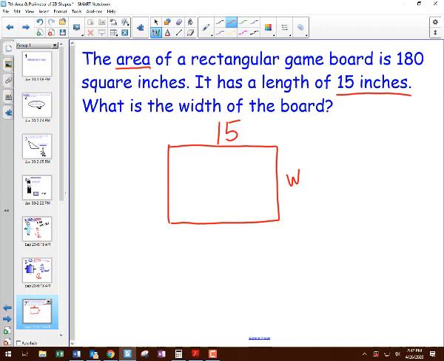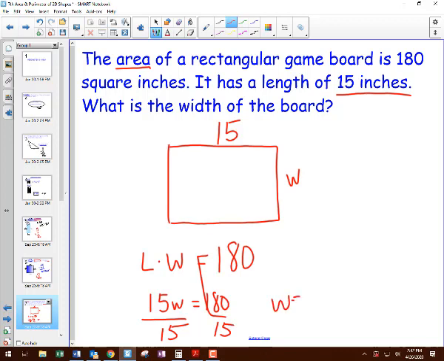Alright, so if we think back to our formula here, length times width equals our area. It told us our area is 180. Well, we can plug and play with this 15. So 15 times W, or in other words, 15W equals 180. How do we isolate the variable here? Divide by 15, divide by 15.